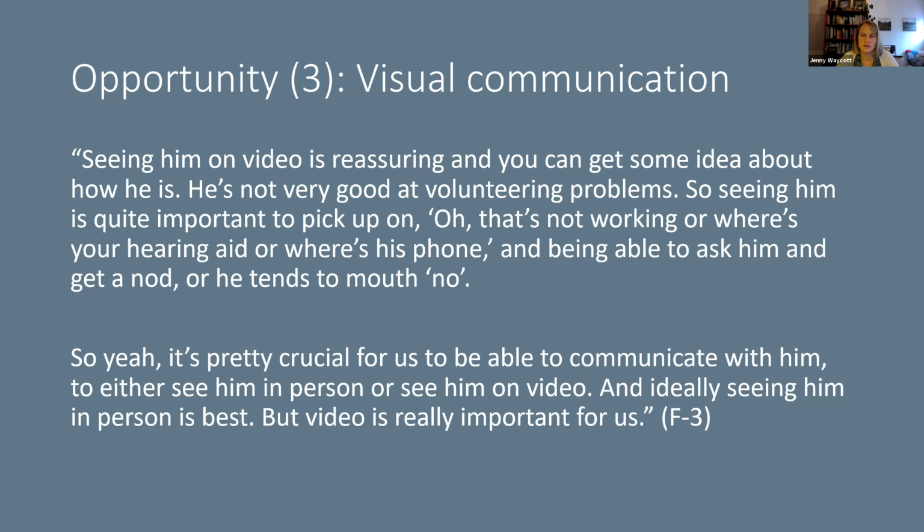Just noticing things that are not quite right in the environment and being able to ask him and get a nod, or he tends to mouth no. So there's non-verbal communication that's happening that is being picked up by the video call. And it's pretty crucial for us to be able to communicate with him, to either see him in person or see him on video. Ideally, seeing him in person is best, but video is really important for us. So it is an alternative to the in-person contact. It's not a perfect alternative, but for some people, it does provide that level of reassurance.